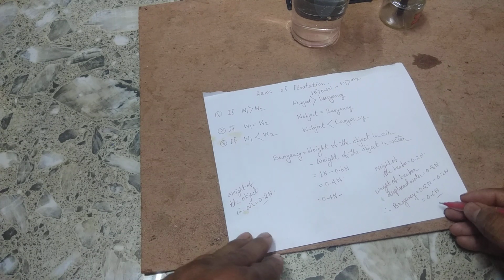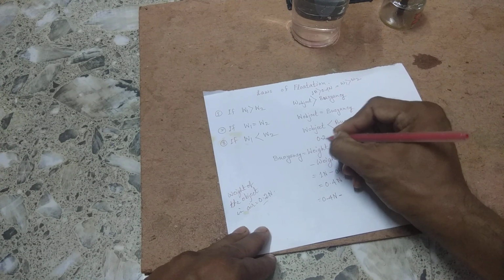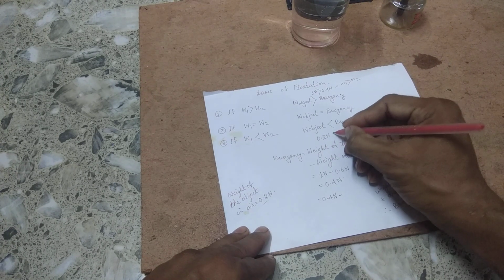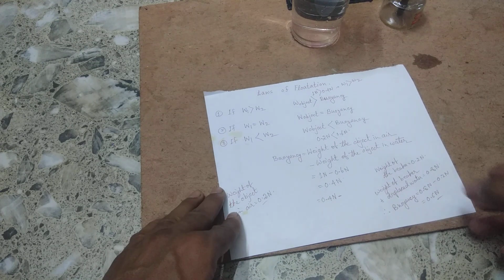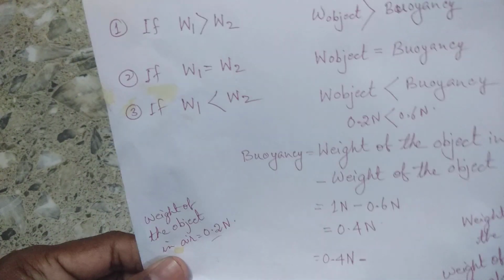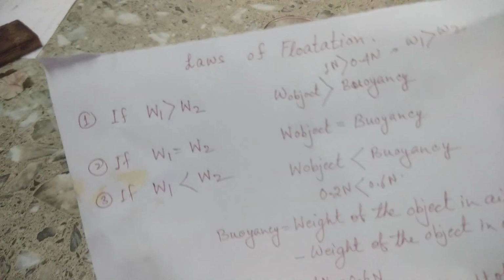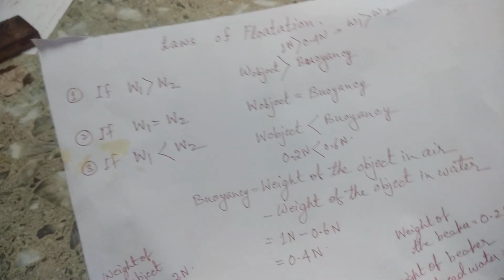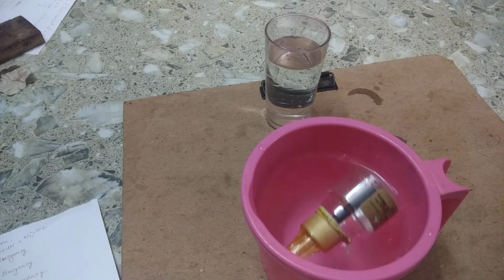Here you see, in this case, the weight of the object is 0.2 Newton and the force of buoyancy is 0.6 Newton, which is greater. The third case, that means this object will rise above the water and it will float. We got the 3 laws of flotation in this case, and we found that this object is floating. You see here, this object is floating in water, right?